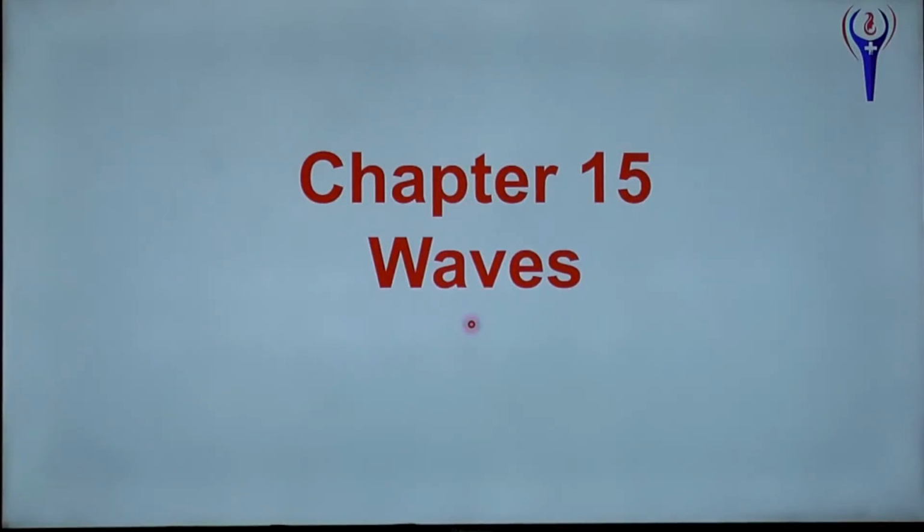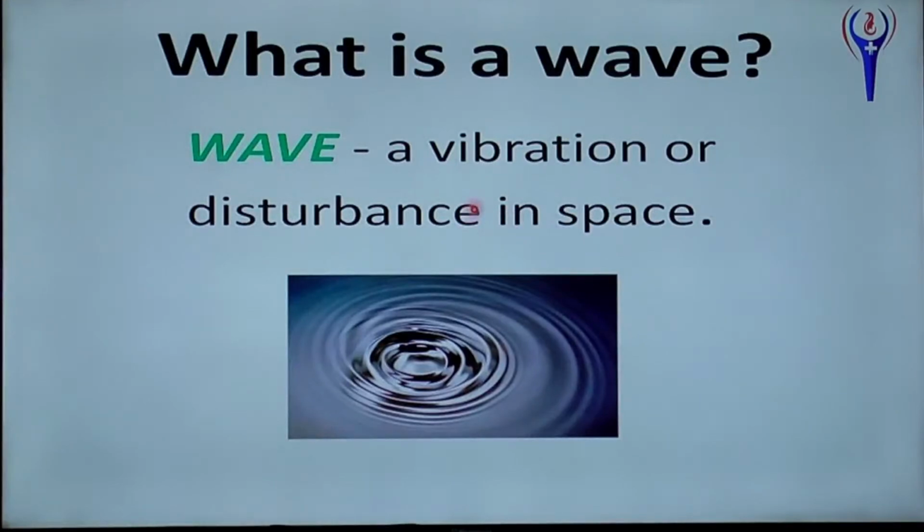Okay. Last chapter, 15th chapter, waves. Waves or wave motion. What is a wave? A wave is a vibration or disturbance in space. That is a wave. I am giving a speech and this is a wave, a sound wave. So it produces some disturbance in the air and reaches your ear. A wave is a vibration or disturbance in space.